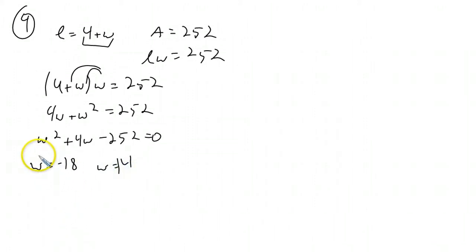But again, width cannot be a negative measurement, so I cannot use this negative 18, so the width has to be 14. Since the width is 14 and the length is 4 plus that, the length must then be 18.